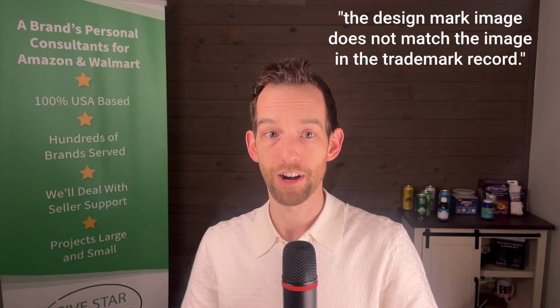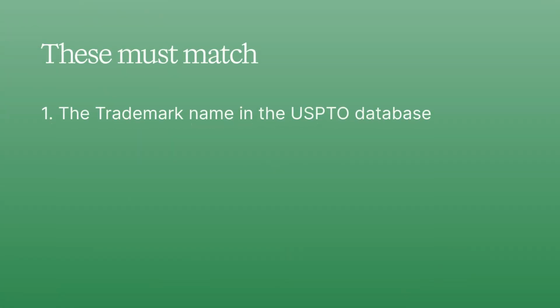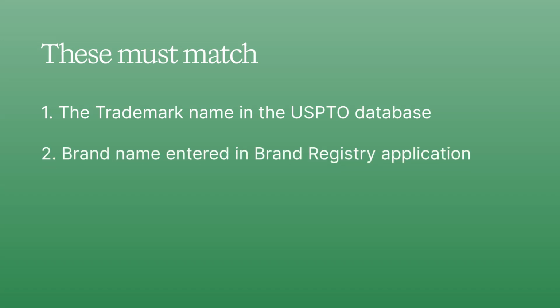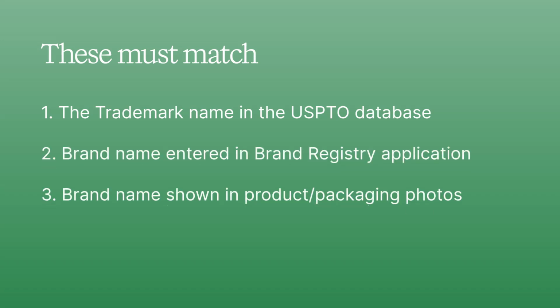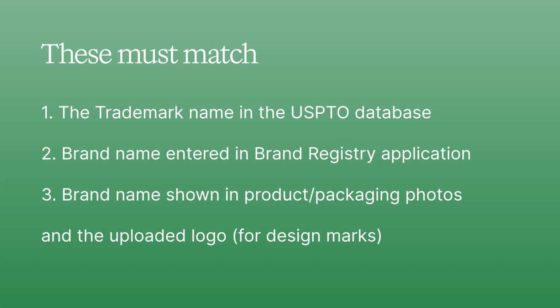The next type of rejection usually says something like, the design mark image does not match the image in the trademark record. This one is different from the permanently affixed issue. Amazon is making sure three things match: the trademark record in the USPTO database, which I'm going to show you how to find, the brand name you typed into the brand registry application, and then the brand name shown in your product photos, or if you're using a design mark, the logo that you upload in the application. If even one of those is slightly different, the images can be rejected.